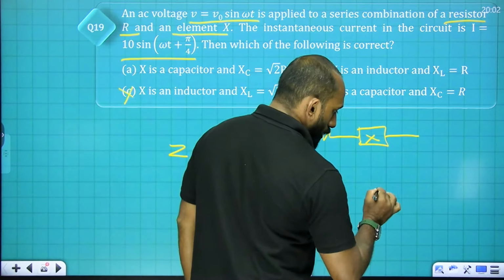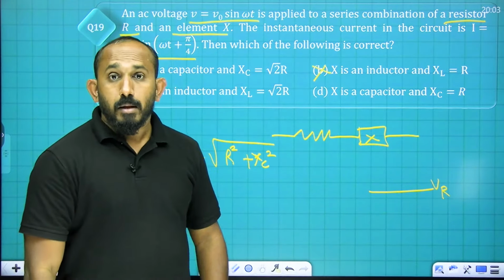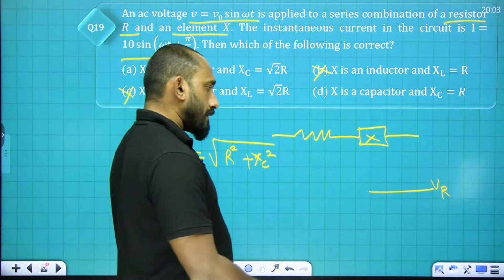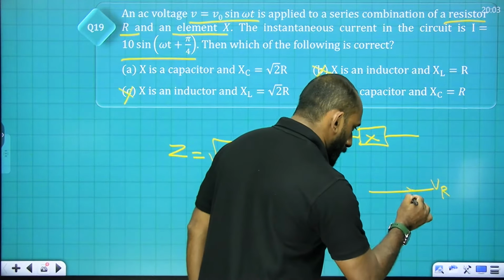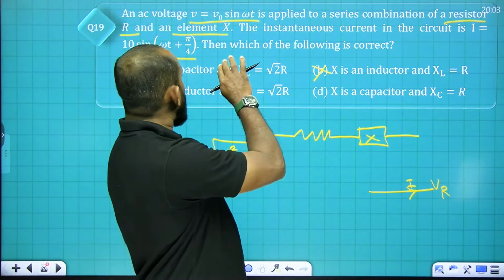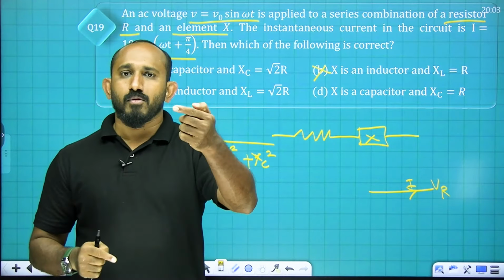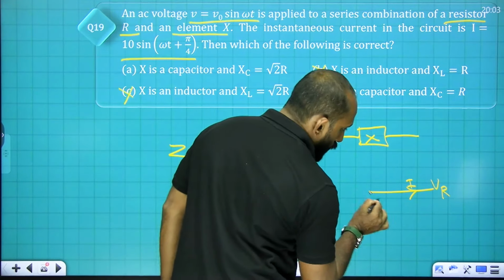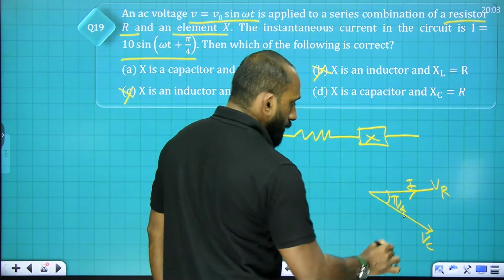If you draw the impedance triangle, VR is given across the resistance. Current will be in the same phase here, and the capacitance is at pi by 4. Is it? Current is leading by pi by 4, which means the voltage of the capacitor will be lagging by pi by 4. So we can say this will be VC, at pi by 4. It is done.